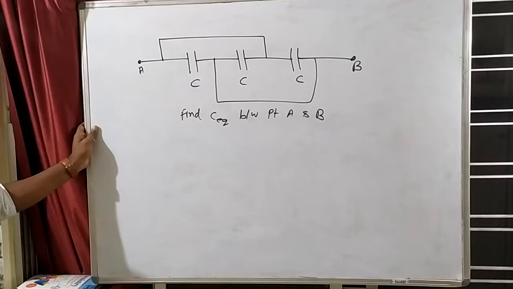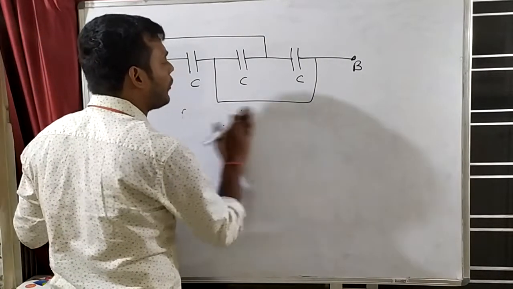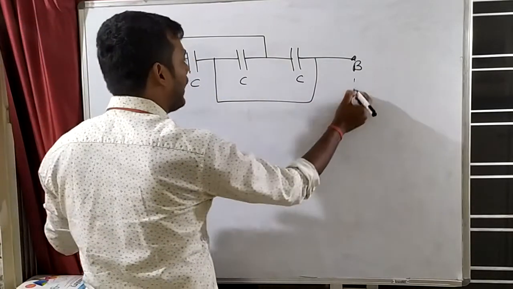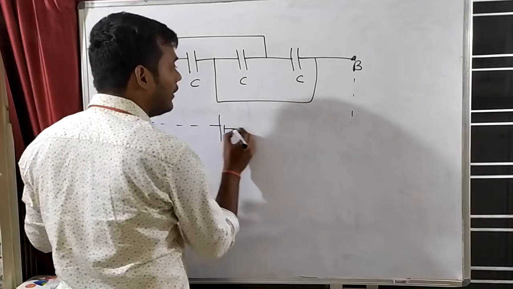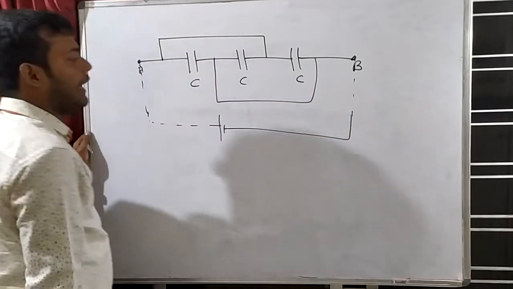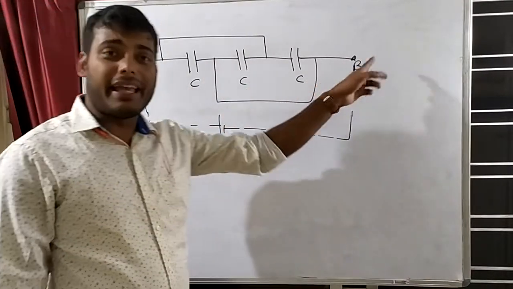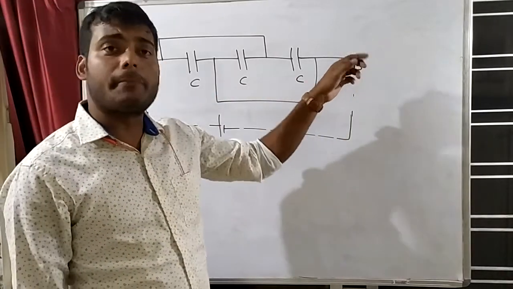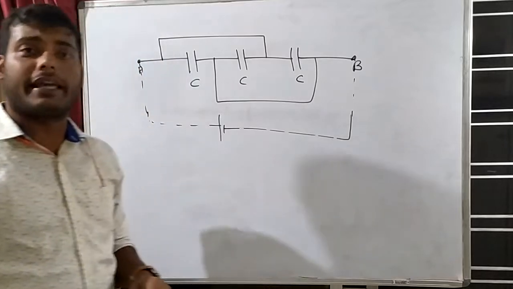See, in this type of question, what will you do? When we have to find equivalent capacitance between A and B, first I will connect an imaginary cell. What will we do? First we will connect an imaginary cell. Clear? We will connect an imaginary cell like this. We have to find the equivalent capacitance across A and B terminal, so I will connect an imaginary cell across A and B.